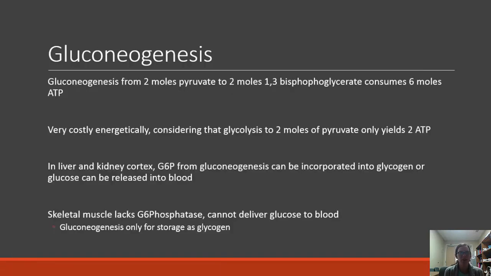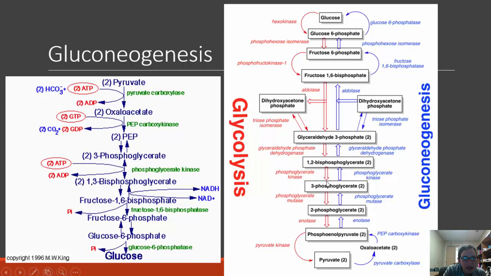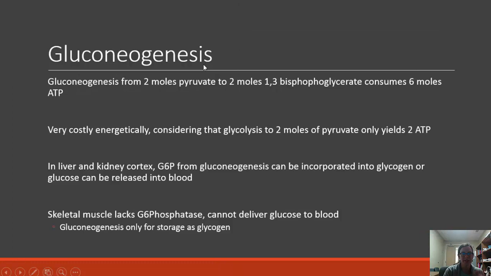Okay, so again, we've moved backwards. So we've gone from pyruvate to, let's see, this says 1,3-bisphosphoglycerate. So where's that one? 1,3-bisphosphoglycerate. So again, we've used 6 ATP just in these first few steps of gluconeogenesis.